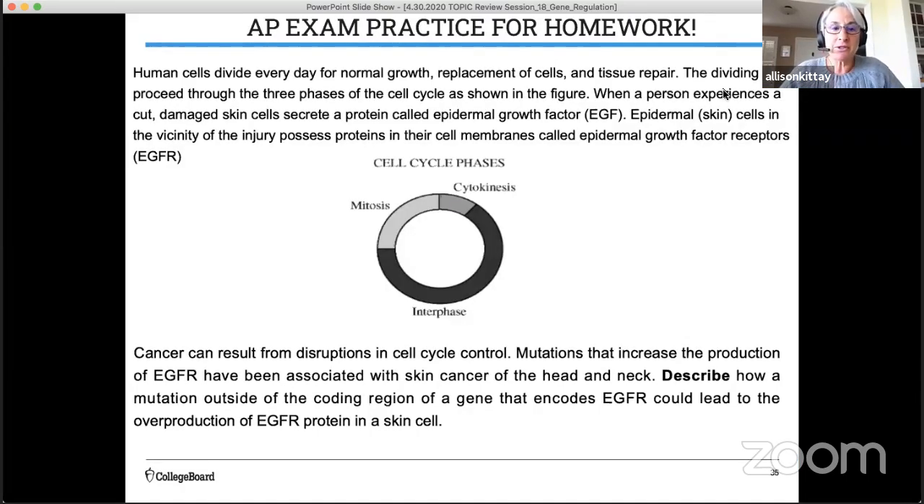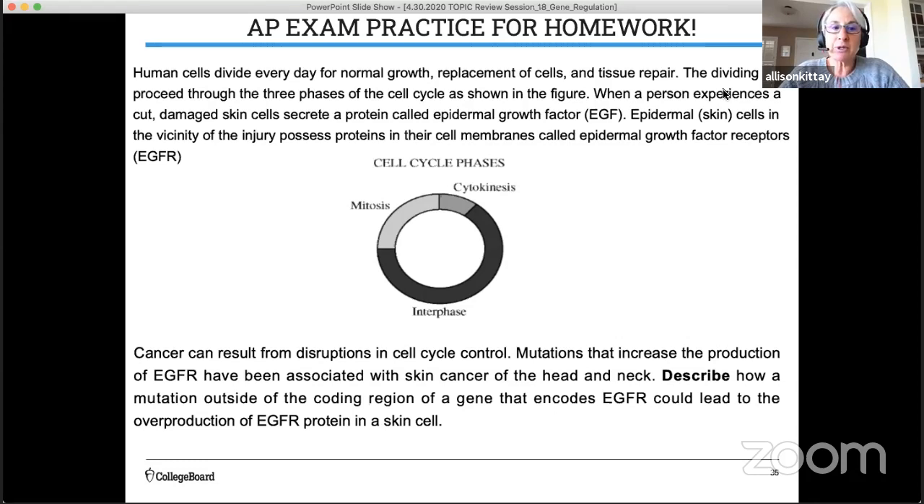So here's your homework, and this is due tomorrow. Ms. Pfizer will be with you tomorrow, and she will go over the scoring guidelines for this. Human cells divide every day for normal growth, replacement of cells, and tissue repair. And you know that if you joined our lesson on cell cycle and mitosis. The dividing cells proceed through 3 phases of the cell cycle as shown in the figure. You see mitosis, cytokinesis, and interphase.